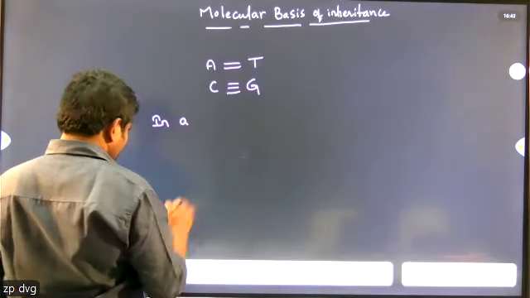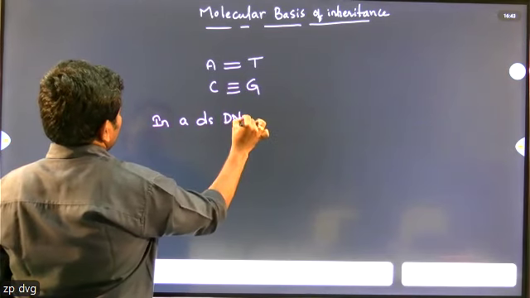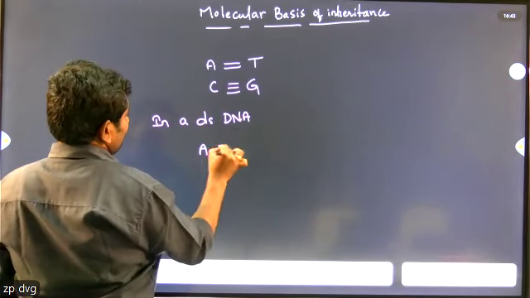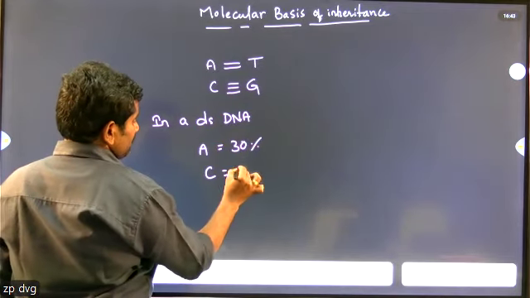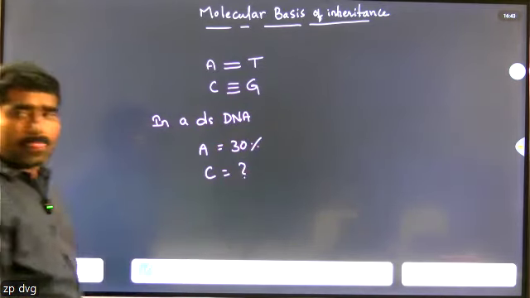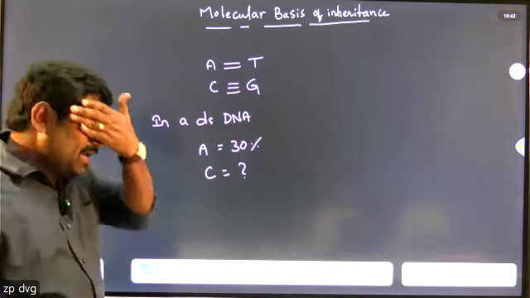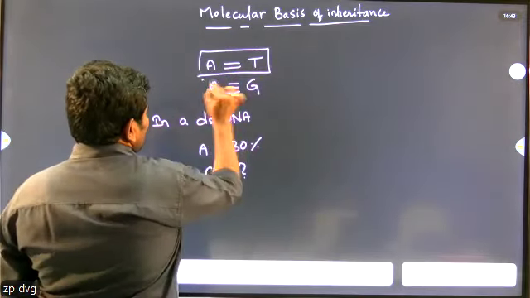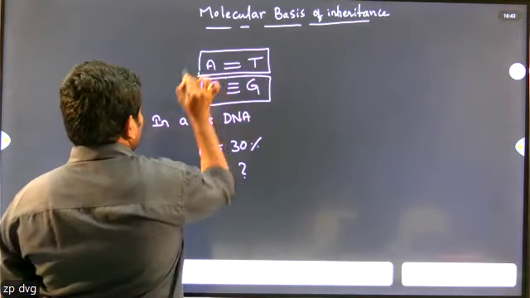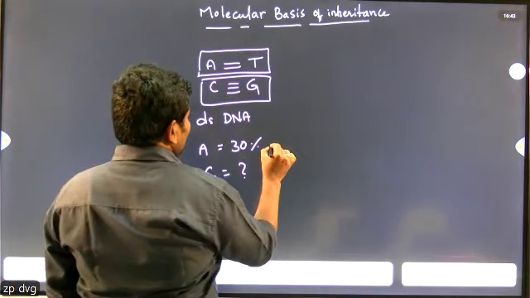In dsDNA, double stranded DNA, adenine is 30 percent. Adenine is 30% means cytosine percentage is how much? That is the question. I told you already, adenine always pairs with two hydrogen bonds, cytosine always pairs with three hydrogen bonds. So adenine is 30%.